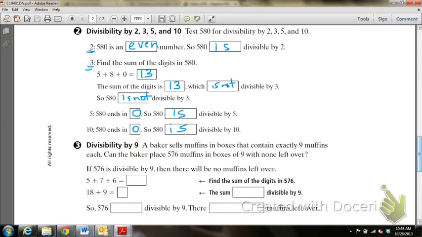So now we're going to try a word problem. A baker sells muffins in boxes that contain exactly 9 muffins each. Can the baker place 576 muffins in boxes of 9 with none left over? So here's what they're asking. If 576 is divisible by 9, then there will be no muffins left over. Well, for 9 we can check by adding up the digits. 5 plus 7 is 12, and 12 plus 6 is 18. Is 18 divisible by 9? Yes. So the sum is divisible by 9. So 576 is divisible by 9. There are no muffins left over.